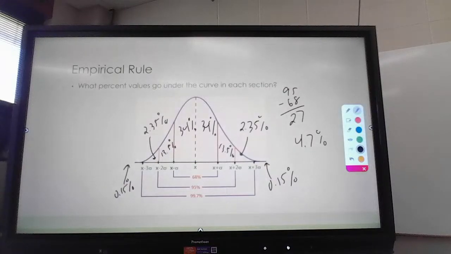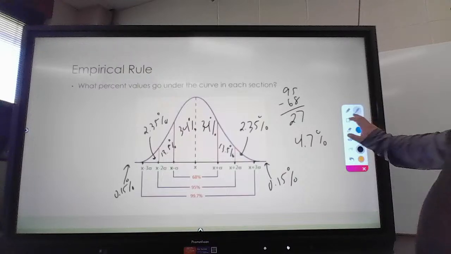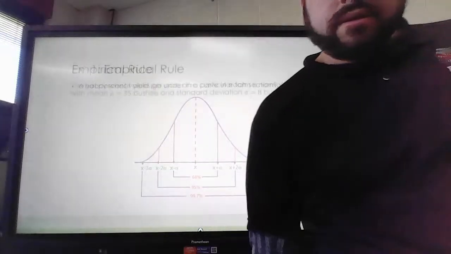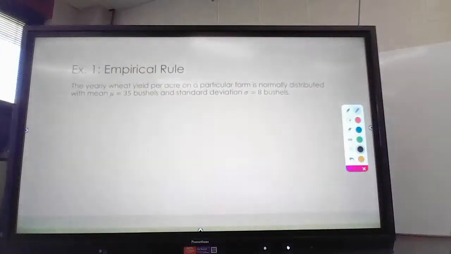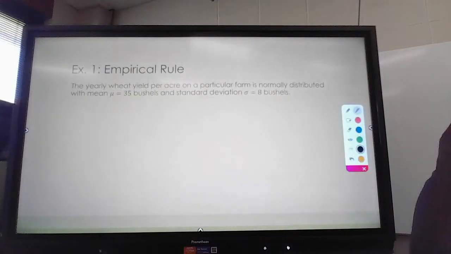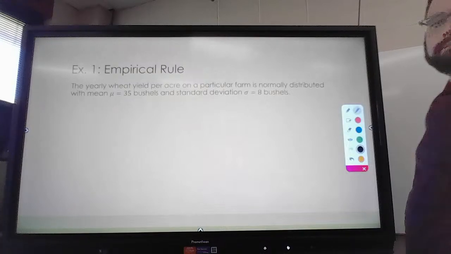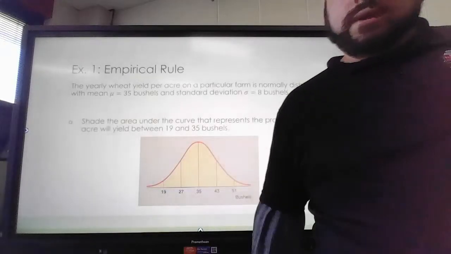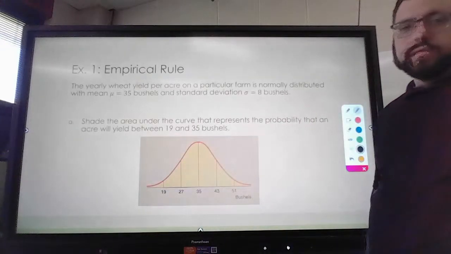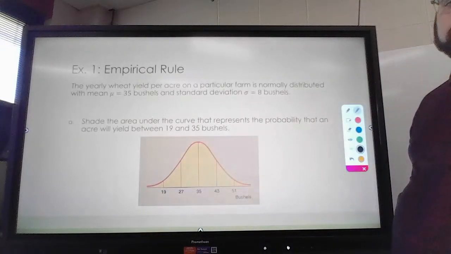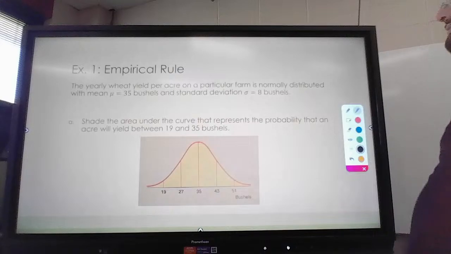And that's how much of the data goes into each section of that curve using the empirical rule. Let's look at an example. The yearly wheat yield per acre on a particular farm is normally distributed with a mean of 35 bushels and a standard deviation of 8 bushels. Shade the area under the curve that represents the probability that an acre will yield between 19 and 35 bushels.